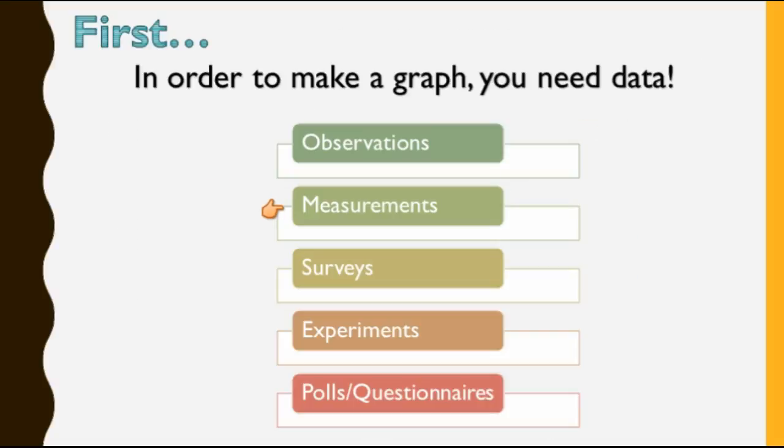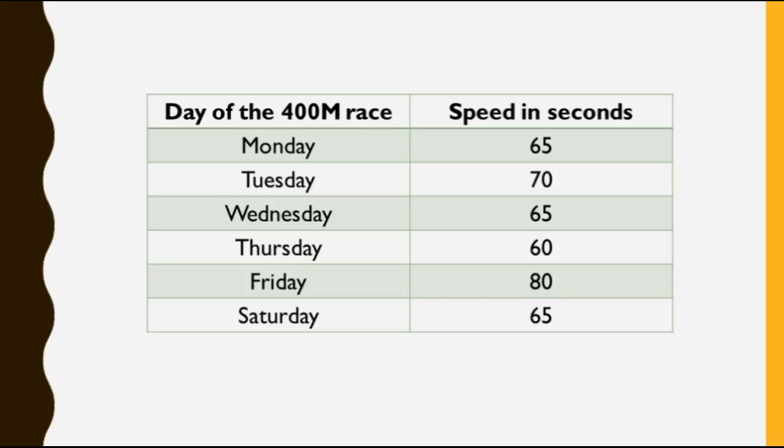All right. So for my next graph, what I did was I took measurements. I measured how fast my son could run one time around the track, which is 400 meters. So on Monday, Tuesday, Wednesday, Thursday, Friday, and Saturday, he ran once around the track, and we kept track of how fast he ran in seconds. So these are his scores.